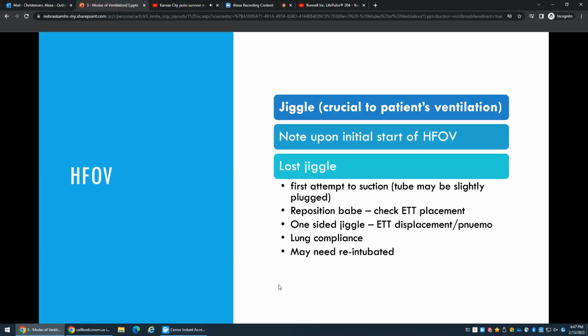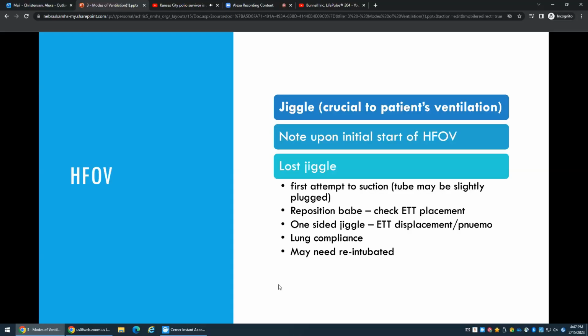So you have a jiggle and now you've lost it. Now, what do you do? You're 3 hours into your shift and everything's going great, and now all of a sudden your baby's desatting and you don't have a jiggle. You could suction. The tube might be slightly plugged with some secretions. Might need to reposition the baby.